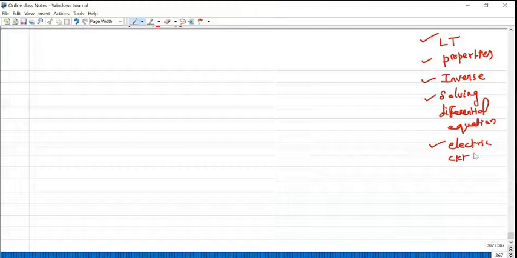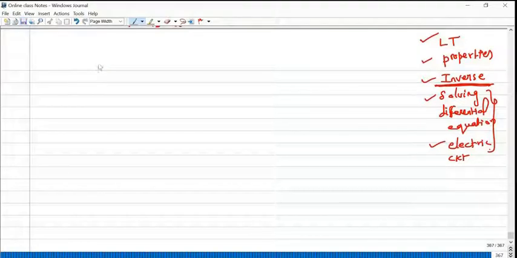Transform, properties, inverse Fourier transform, solving differential equation, and how to apply Fourier transform to analyze the electric circuit. Okay. Next, we'll start today inverse Laplace transform. In the next class, we will complete the remaining topics because of the very short period of time. I should cover all the topics in all the units, 4, 5.